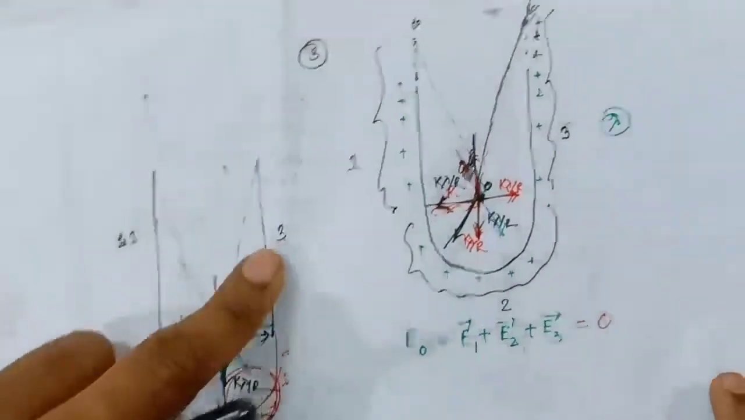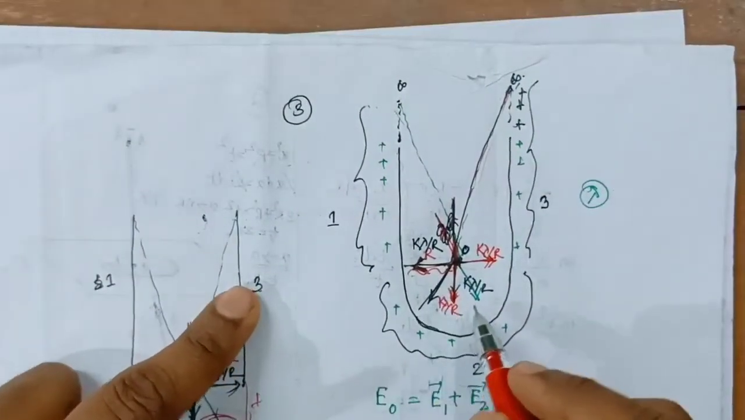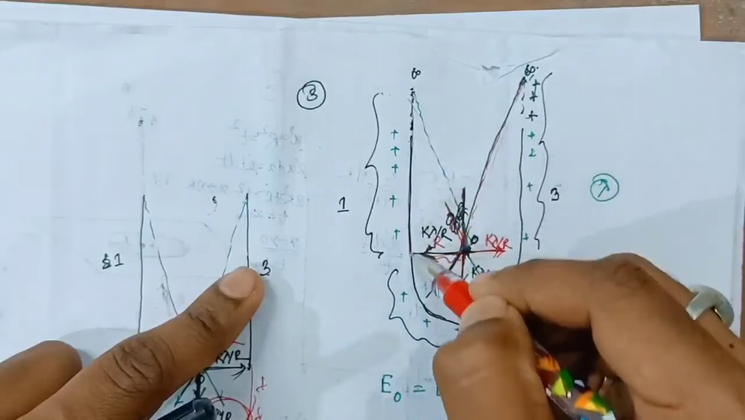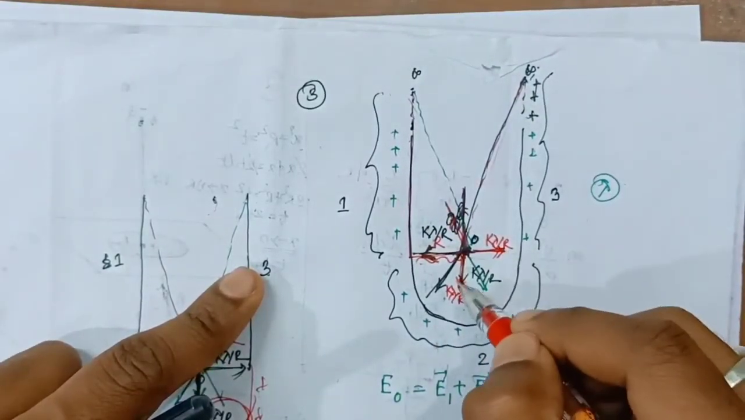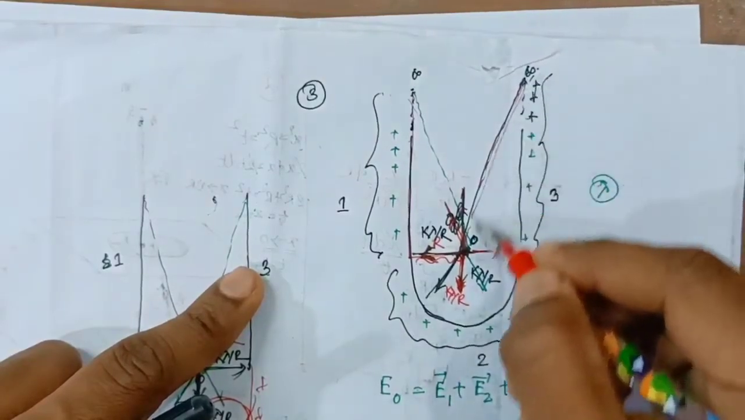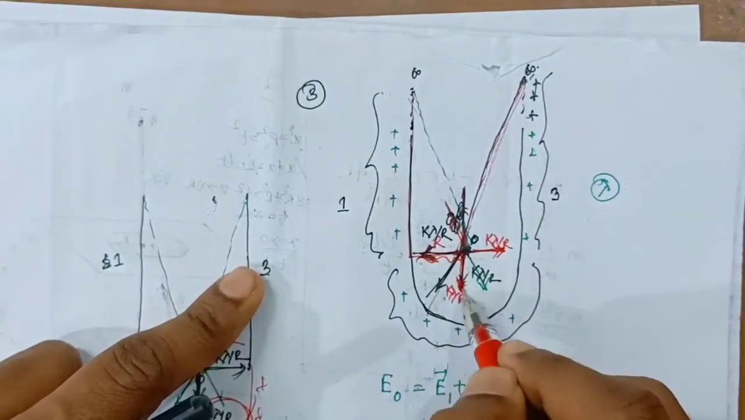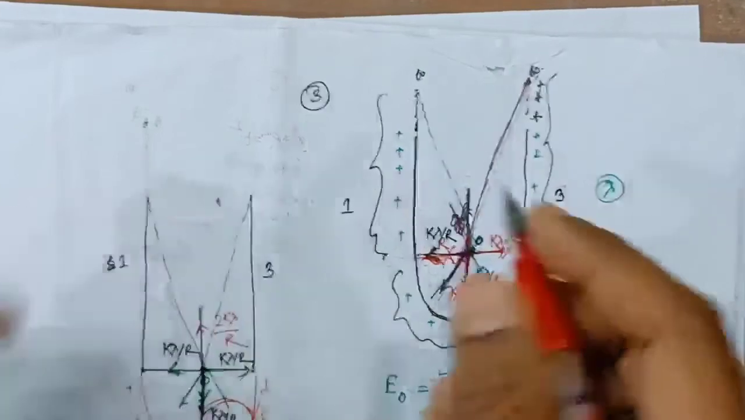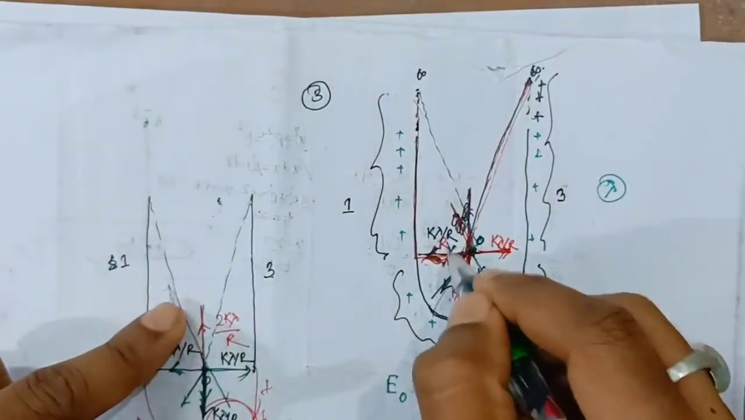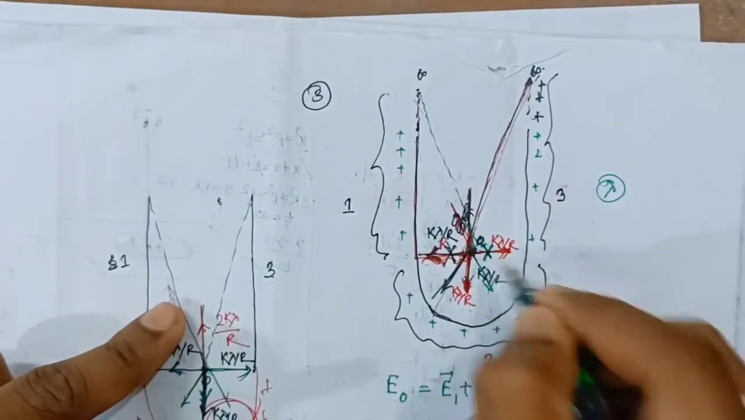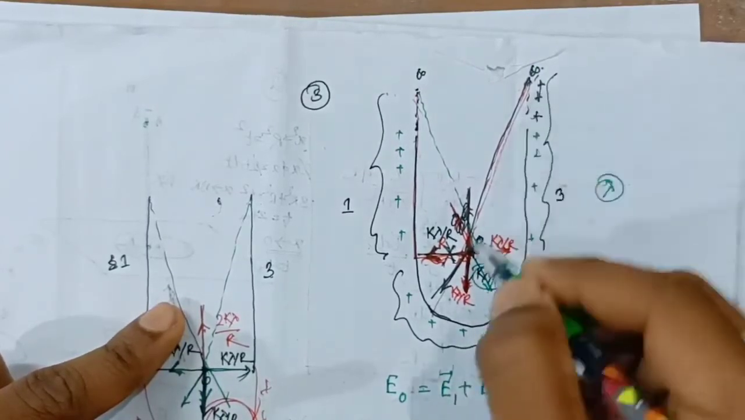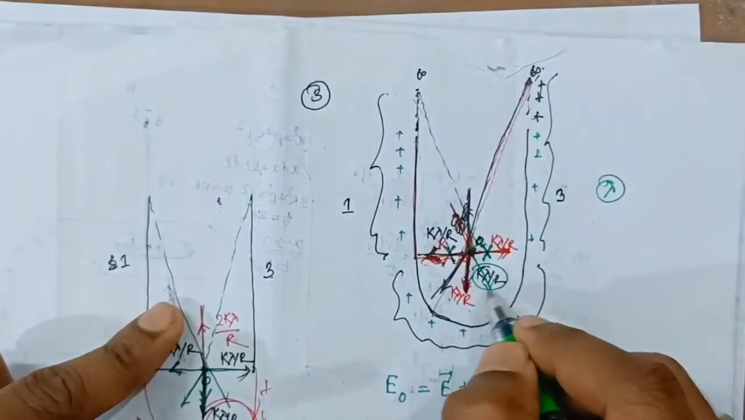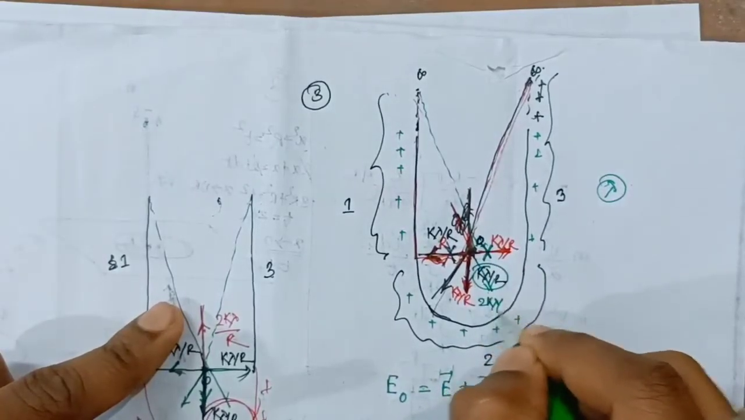One more time I want to repeat this to help my students visualize. This is one section, and due to this section the electric field will be like this and like this. Due to this section, the electric field will be like this and like this. These two components cancel each other. There will be only one component, k lambda by r due to this, and k lambda by r due to this. So the total is 2k lambda by r.